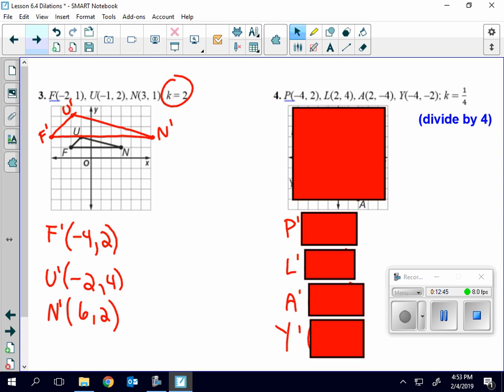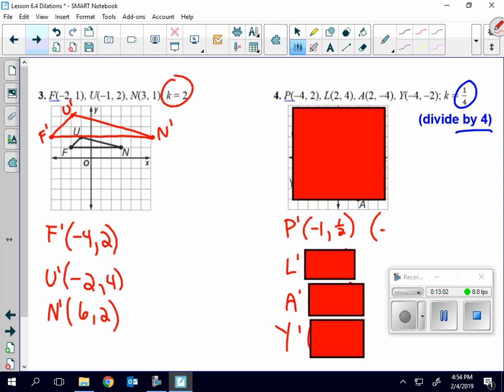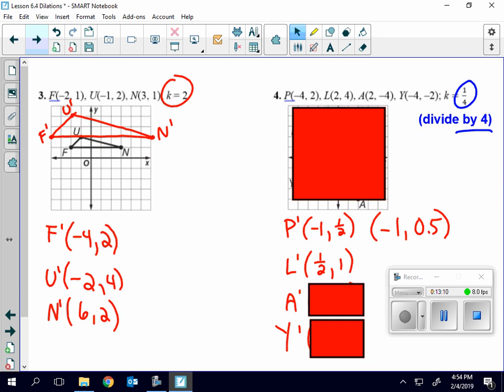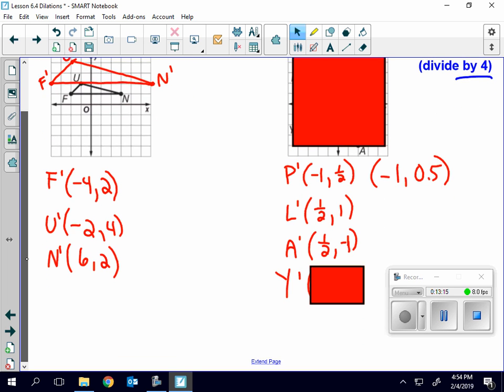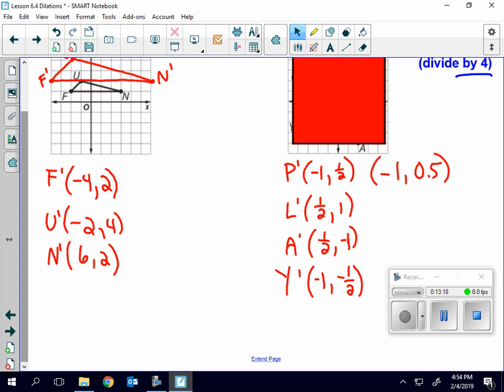Okay. Number 4, if you haven't tried it already, you understand that multiplying by 1/4 is the same as dividing by 4. So if you need a second, you can pause again. So if I divide everything by 4, P prime, I get -1, 1/2. If you read it like this is fine too. 0.5 is the same as 1/2. Okay. Again, 0.5 would be okay for that 1/2 and for the L prime. And A prime as well. And that would be a -0.5 for the Y prime.